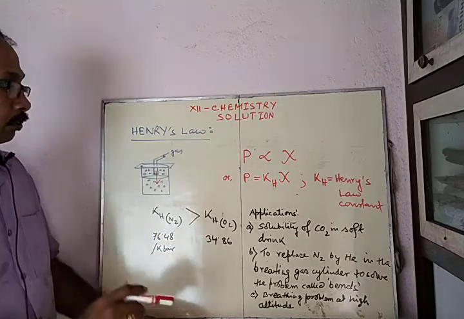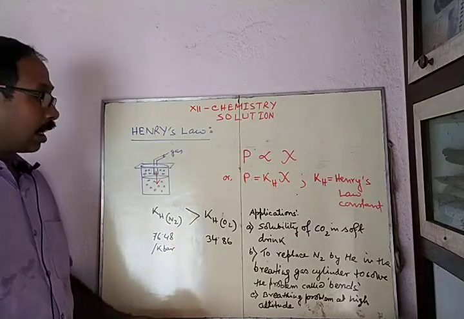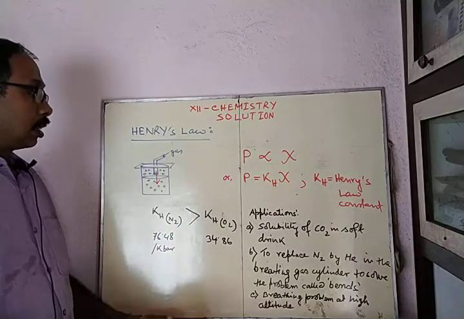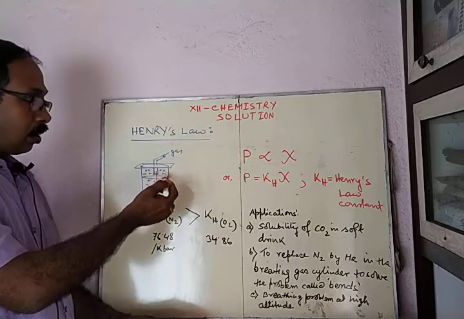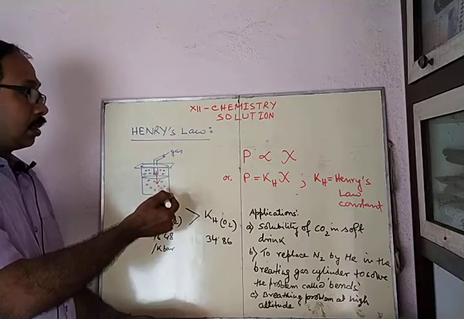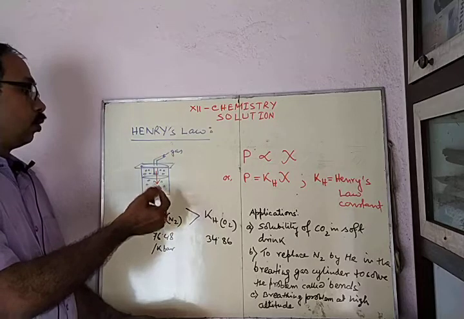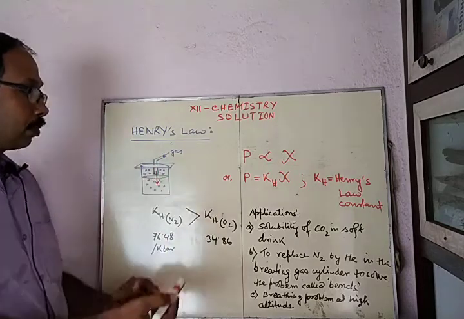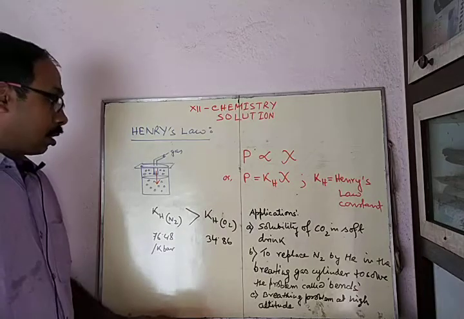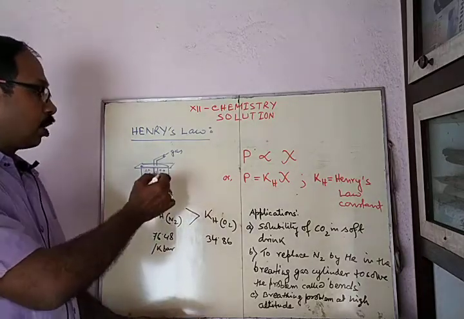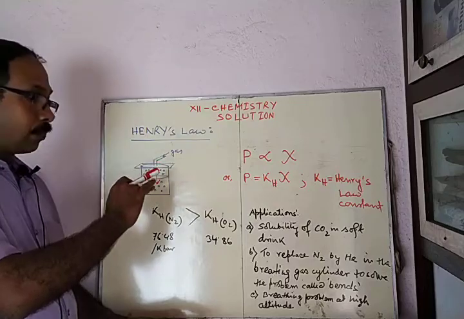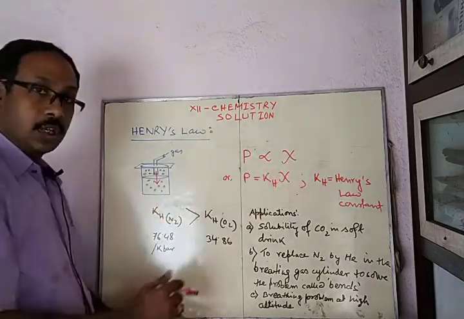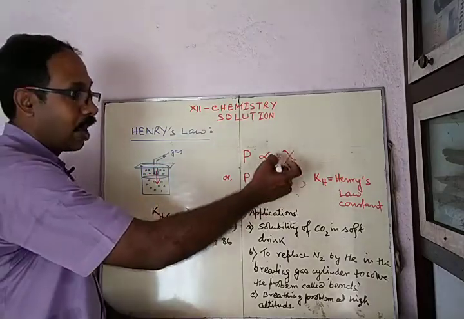Now, this law states that at a particular temperature, the solubility of a gas in a liquid is directly proportional to the partial pressure of the gas on the surface of the liquid. Or it can be stated as the partial pressure of a gas on the surface of a liquid is directly proportional to the solubility, that is, the mole fraction of the gas.